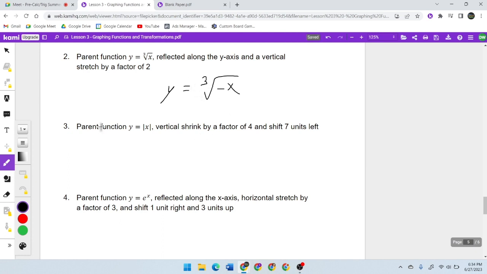All that means is you're going to write a 2 out in front of everything. This is what a vertical stretch of 2 looks like. The 2 is in front of the cube root. Notice that. Always in front of the function part. And there's our answer. Any questions there?